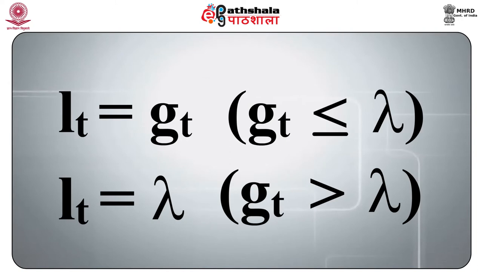Given these 2 points made by Kaldor, we use certain symbols. LT stands for rate of growth of population at point T. GT stands for rate of growth of income at point T. Lambda is the maximum rate of growth of population. Kaldor expresses the relationship between population growth and growth rate of income algebraically like this.